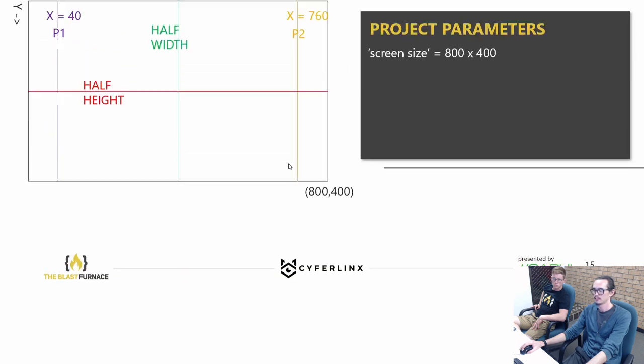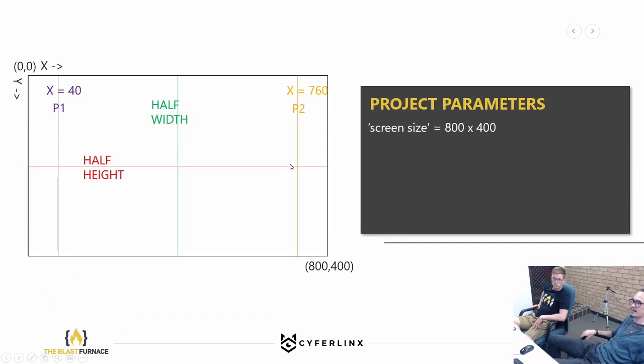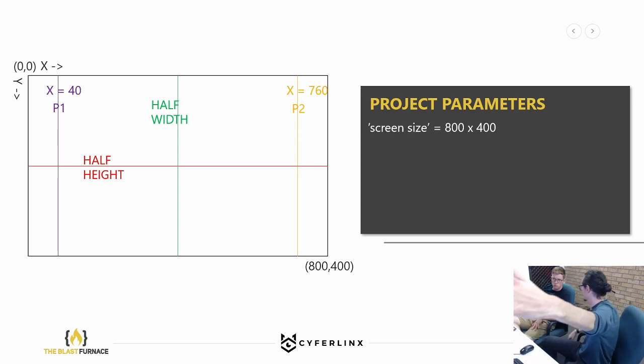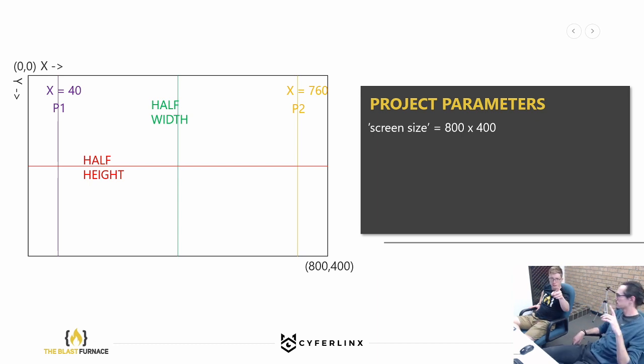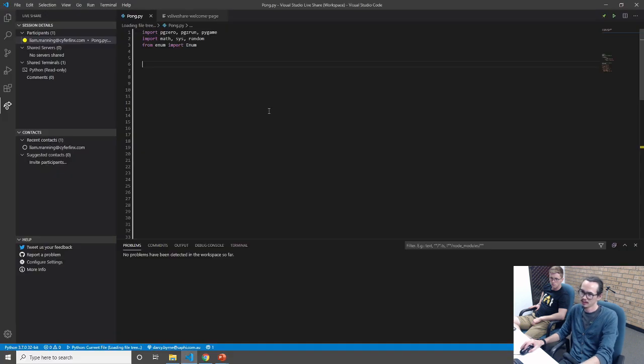With anything to do with screens and programming, X and Y gets flipped. 0, 0 is up in the top corner, and the biggest values of both are over here. Just accept it, you can't win. In this case, our screen size is going to be 800 by 400. So we're going to create two global variables.